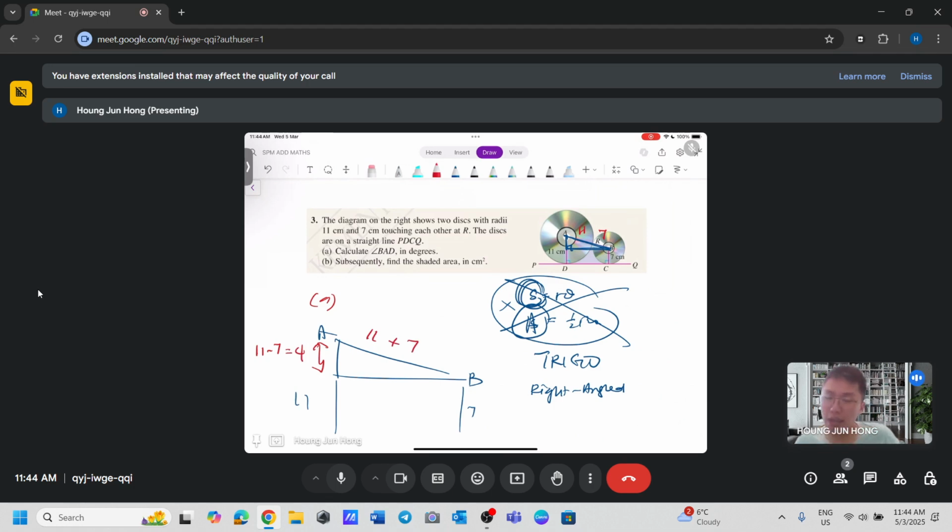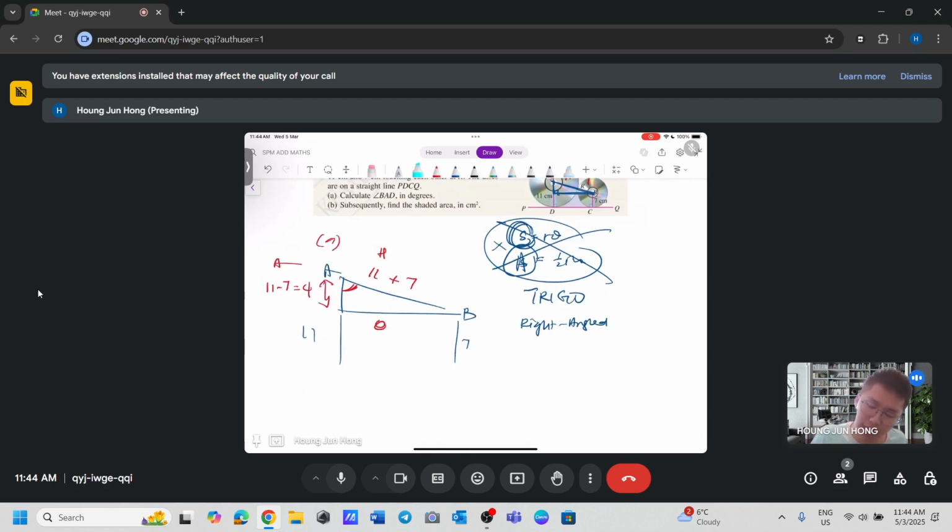Then you can see we now have an angle. How to find that angle? This is opposite, adjacent, hypotenuse. So basically you have A and H. This is cos. Cos angle equal to A over H, equal to 4 over 18. Then you can just find the angle. So angle would then be 77 degree 10 minutes. Okay, it says in degrees.